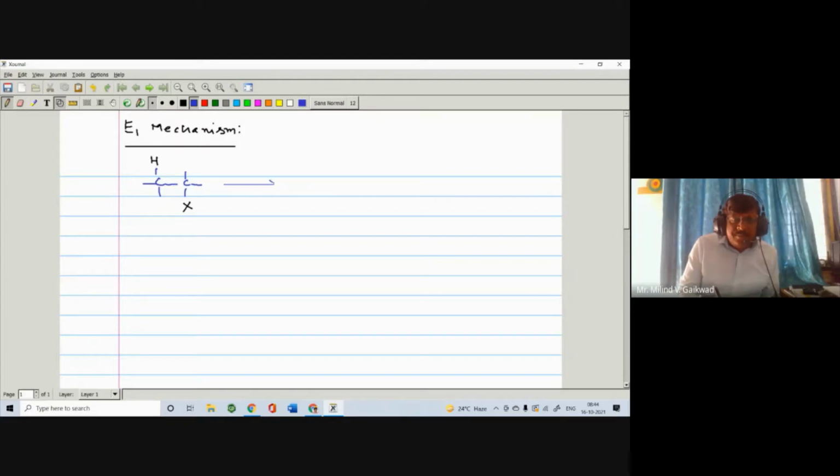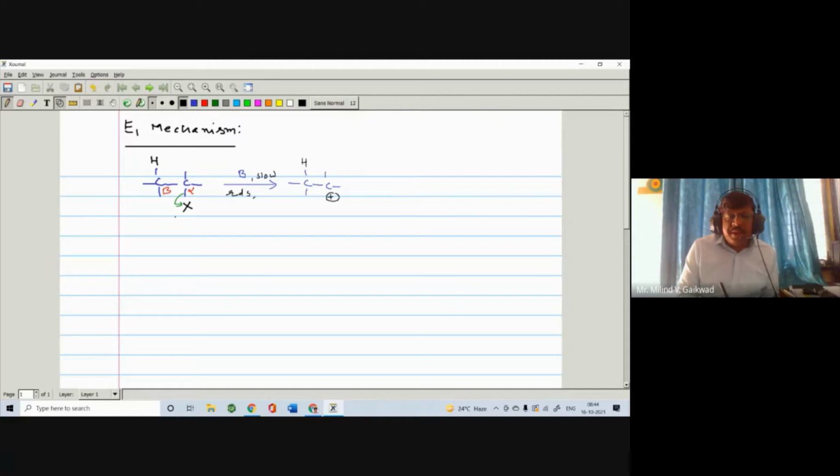So in the E1 mechanism, what happens? The bond between C alpha and X undergoes complete breaking. So this bond undergoes complete breaking. There is a formation of a carbocation. So here you are getting the corresponding carbocation. This carbon becomes C positive, and here is an H already. So the first step is a slow step, the RDS step.